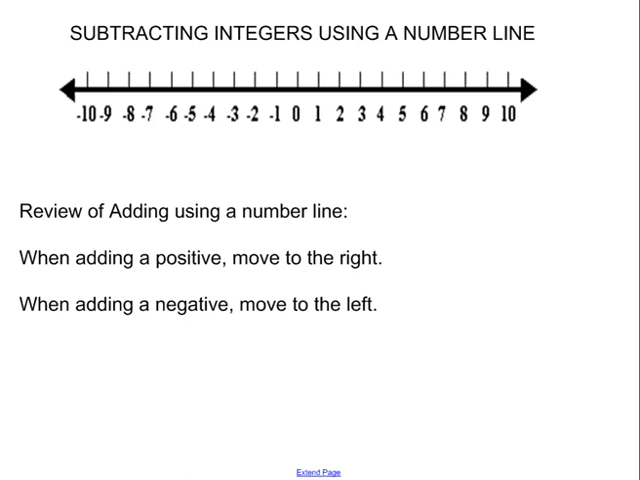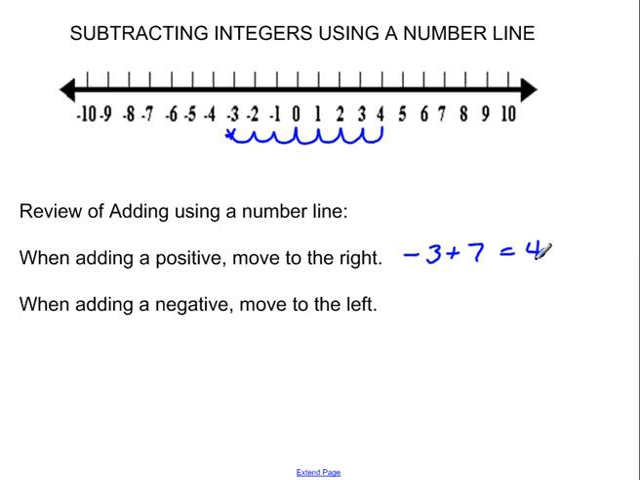Okay, so now we're going to look at how to subtract integers using a number line. Before we get to that, just a quick review of adding using a number line. So for example, -3 plus 7. When adding a positive, we always move to the right. So we start at -3 and we add 7. 1, 2, 3, 4, 5, 6, 7.